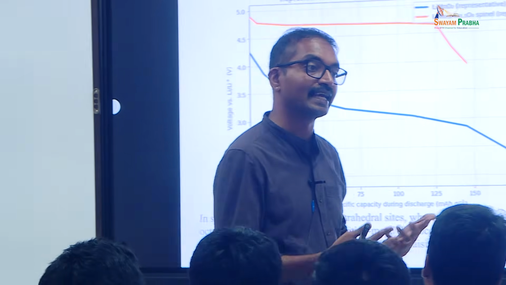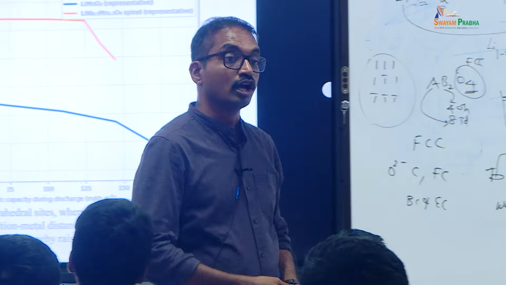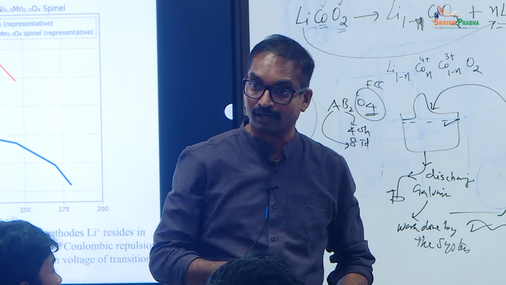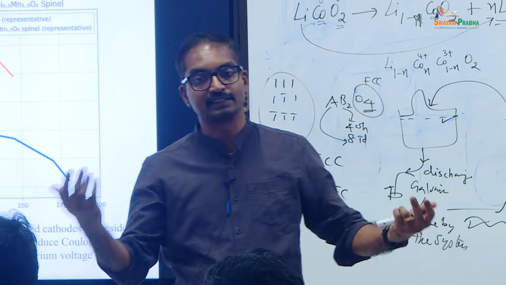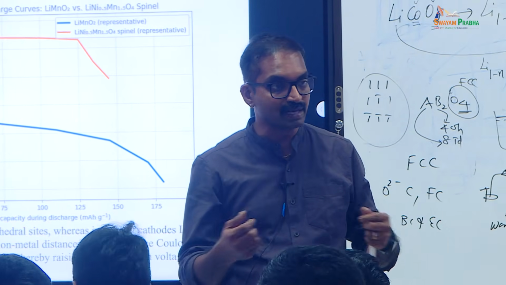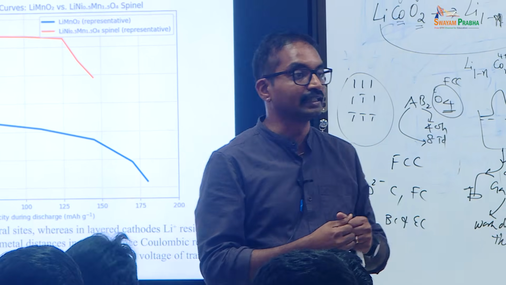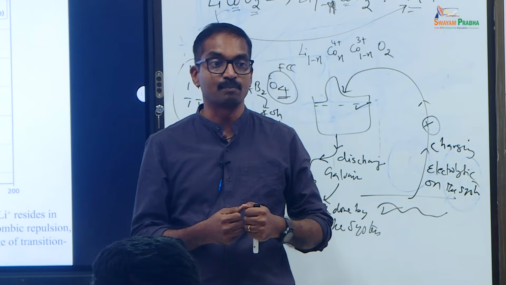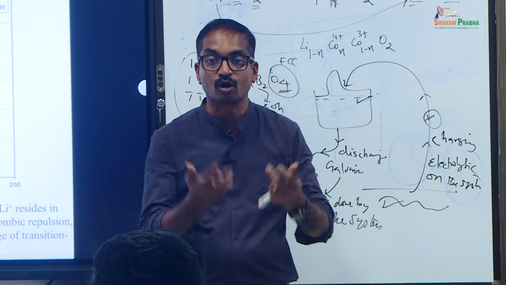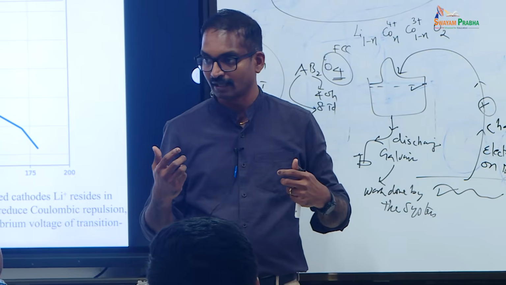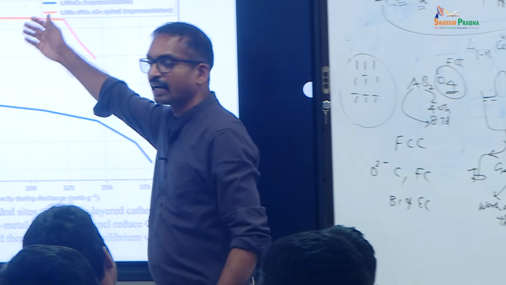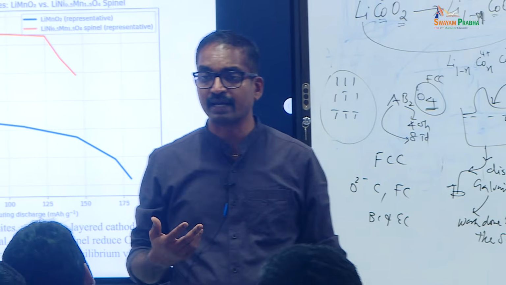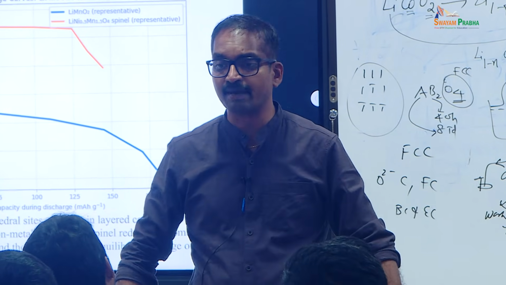Even though it's the same manganese in the same octahedral crystal field, the voltage is different. Simply because the repulsion between the lithium plus and the Mn3 plus is manipulated depending upon where lithium and manganese occupy in the structure. Correct, no? So you can ask me, why are you excited about high voltage? What is energy in a battery? Energy is voltage times capacity.